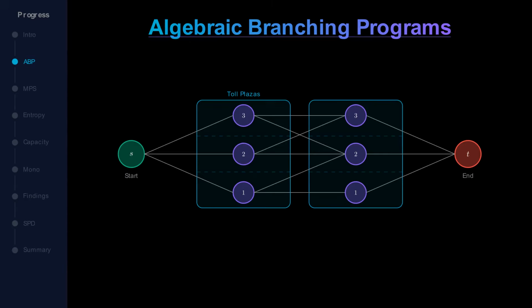To compute a polynomial, pick any path from source to sink. That's one possible route. Each edge carries a linear form, like a toll you pay. Multiply all the tolls on your path, then sum over all possible routes. Watch this golden packet travel along one specific route. At each edge, it picks up a factor. The product of all factors along this path gives one term of our polynomial.